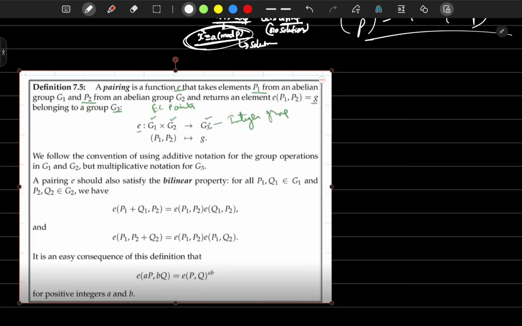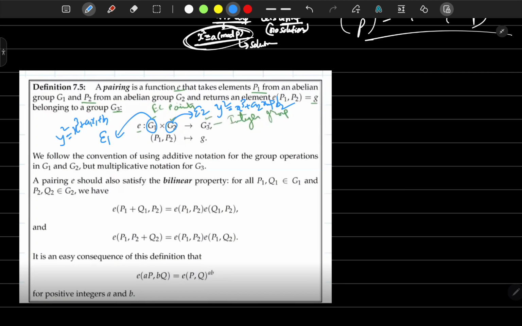So what is pairing? Pairing is like a normal function, and that function is denoted by e. What does pairing mean? G1 is an abelian group related to the elliptic curve E1, meaning some equation, y square equals x cube plus a1 x plus b1. G2 belongs to another elliptic curve E2, with an equation like x cube plus a2 x plus b2.